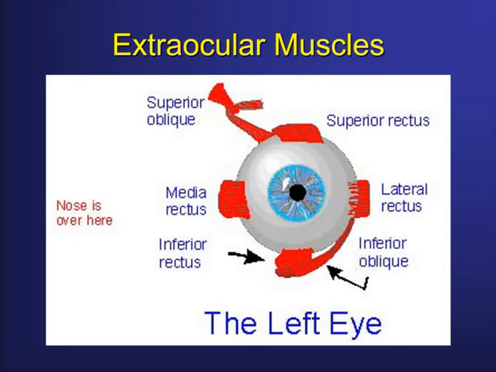The lateral rectus muscle moves the eye towards the side of the head or away from midline. The medial rectus muscle moves towards the nose or towards the midline. Superior rectus moves the eye upward. Inferior rectus moves the eye downward. The inferior oblique muscle moves the eye upward and laterally. And the superior oblique muscle rotates the eye downward and laterally.